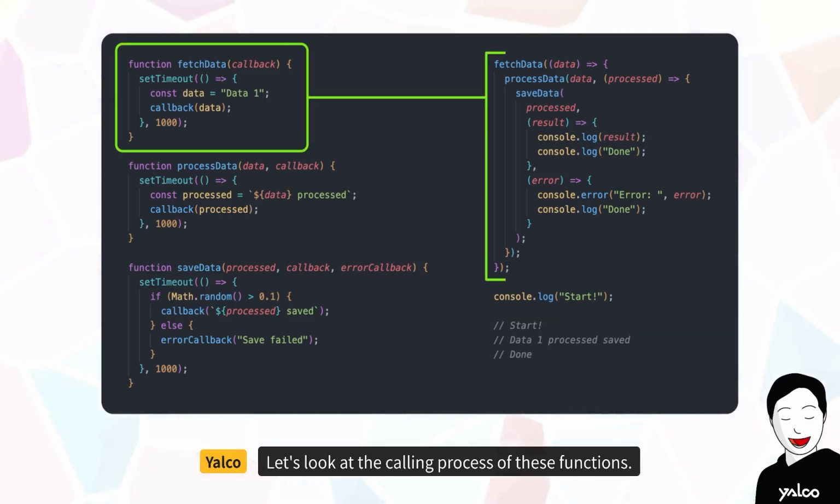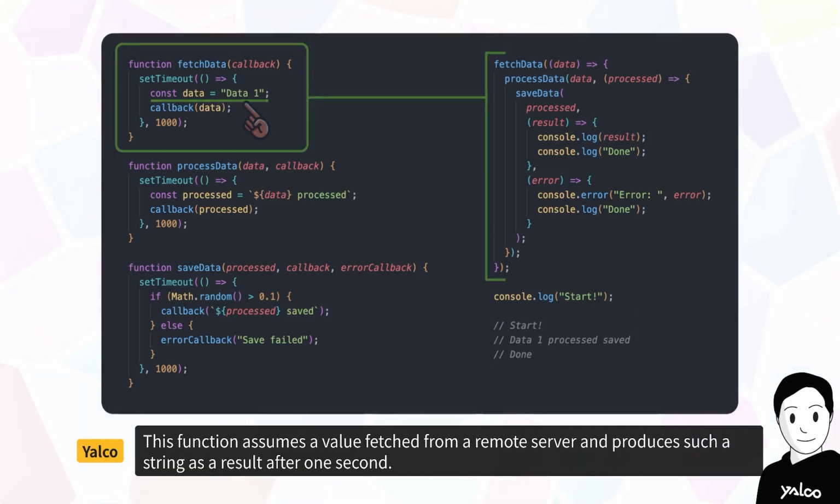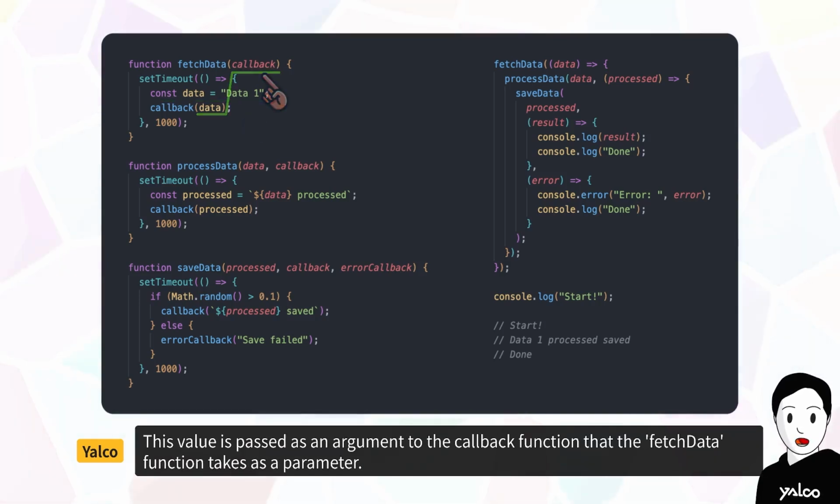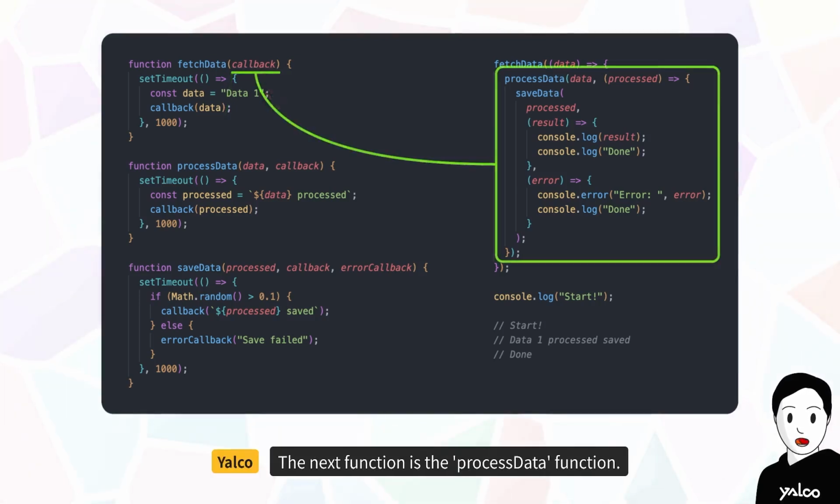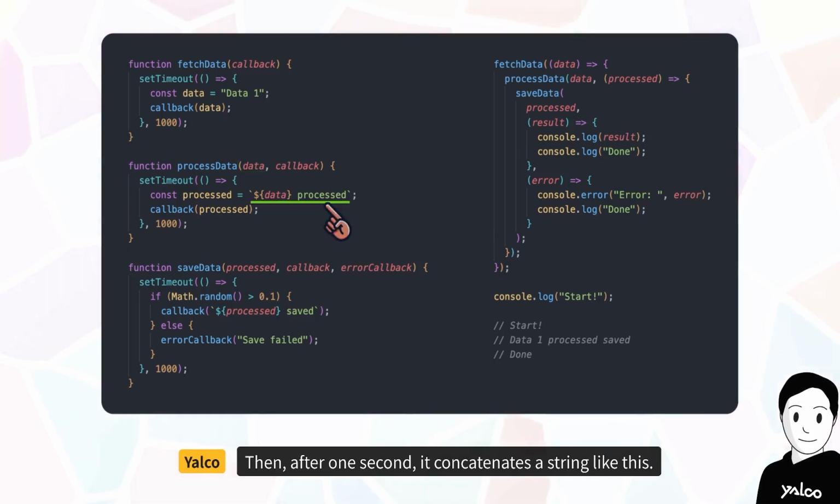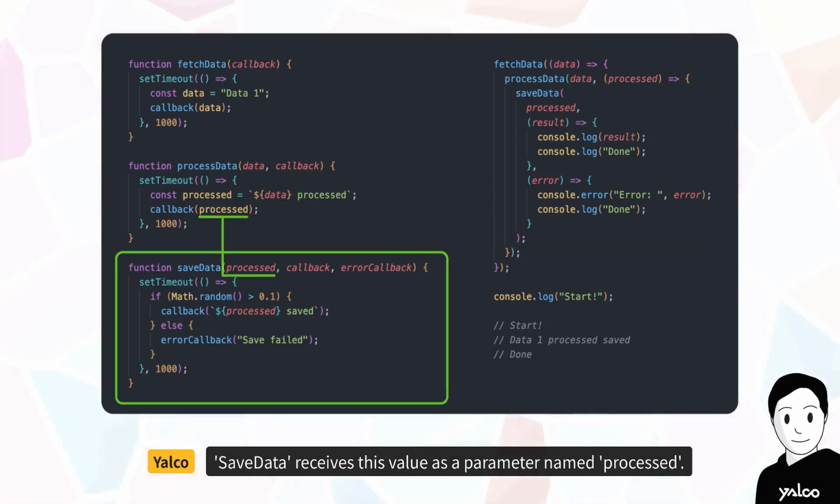Let us look at the calling process of these functions. First of all, the fetch data function is executed like this. This function assumes a value fetched from a remote server and produces such a string as a result after 1 second. This value is passed as an argument to the callback function that the fetch data function takes as a parameter. The next function is the process data function. The process data function gets the value from the fetch data function like this. Then, after 1 second, it concatenates a string like this, and then it passes this value to the next function, save data. Save data receives this value as a parameter named processed.